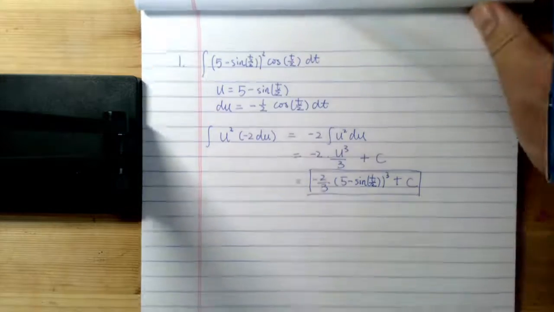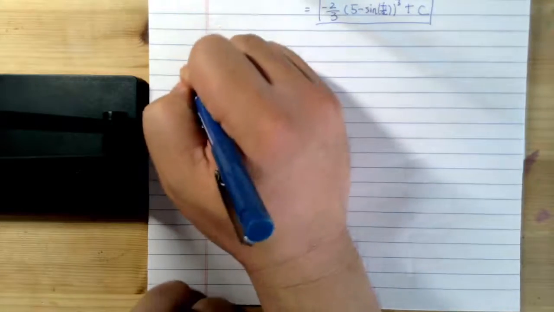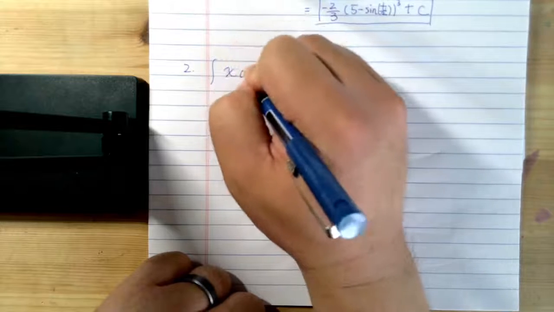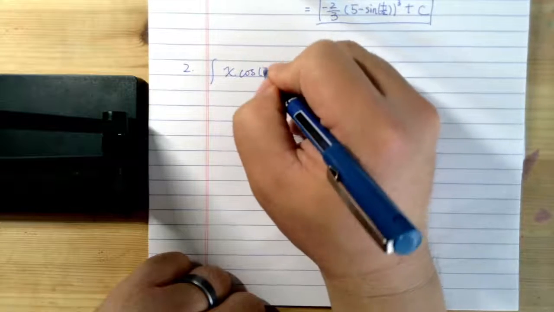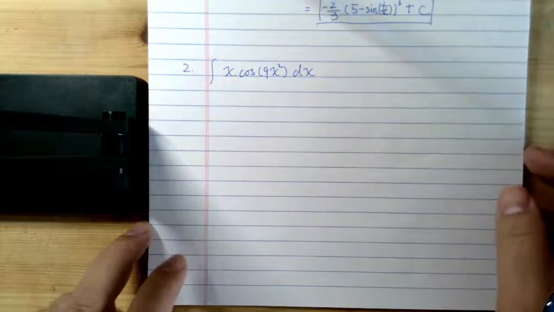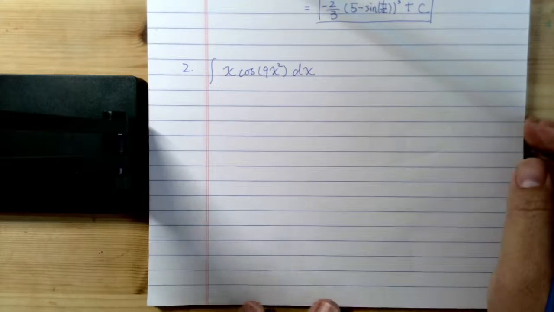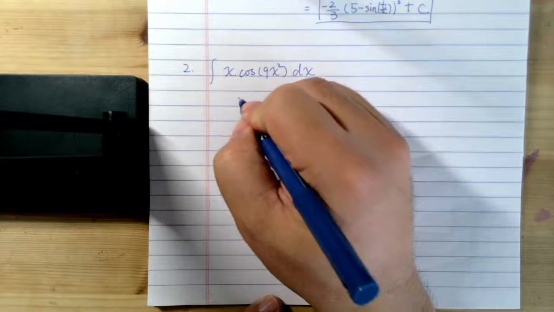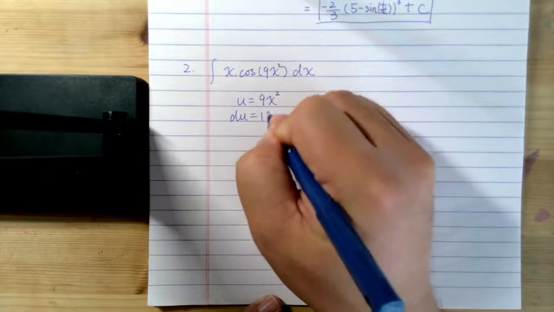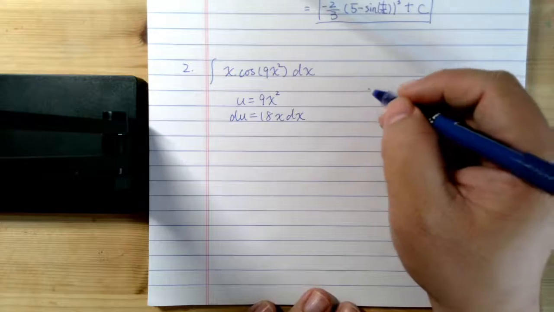Now we can look at another one. So move on. The second one is the integral of x cosine of 9x squared dx. Currently for this one, we can also use a simple u substitution. So set u equal to 9x squared. So du equals 18x dx. And then we start to do the substitution.